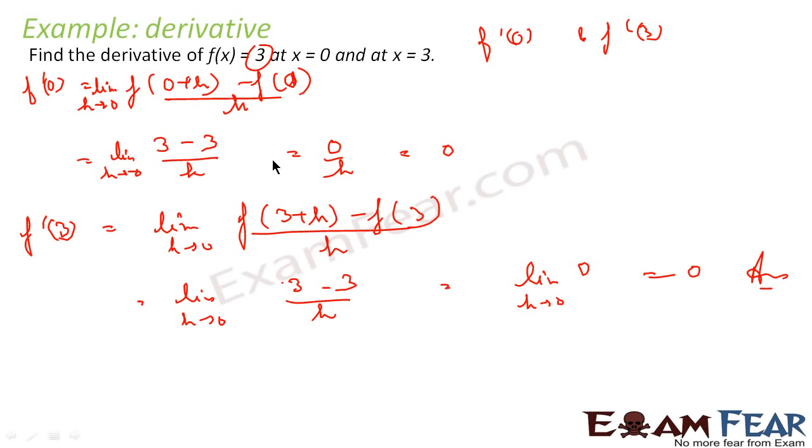F dash of 3 and f dash of 0, both are 0 in this case. Very simple. What we have done, we have just applied the formula. F dash of 0 is nothing but f of h minus f of 0 by h.